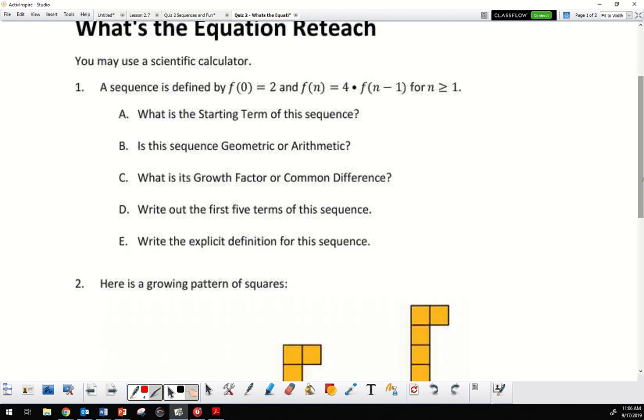All right, so you may use scientific calculator. Sequence is defined by this. So what does that mean? First term. My first term is going to be 2. First term is going to be 2, right? And then, so it's going to be 2.